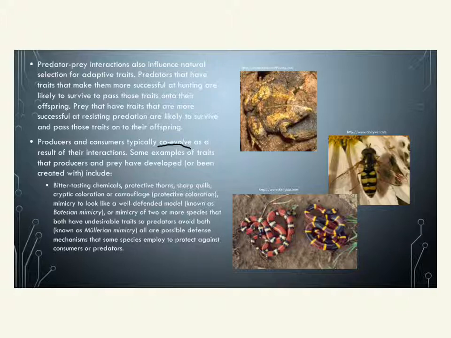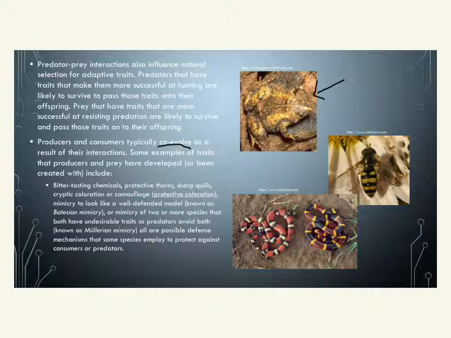Some examples of the traits that producers and prey have developed or been created with include plants producing bitter tasting chemicals, protective thorns. You see sharp quills on some animals, cryptic coloration or camouflage. So you've got your classic examples of the chameleon or this toad. I don't know if you can see the toad hidden there. It is able to basically hide itself within its surroundings, so that's a pretty cool trait it's got.